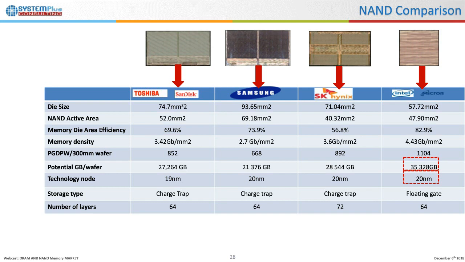And also here we have the technology, as Walt had said, that the lithography is actually relaxed for the 3D NAND. We have 19 nanometer for Toshiba, and the rest are using 20 nanometer lithography. So the storage type here, we see that Micron is still taking the floating gate technique, and the others are usually taking the charge trap technique.